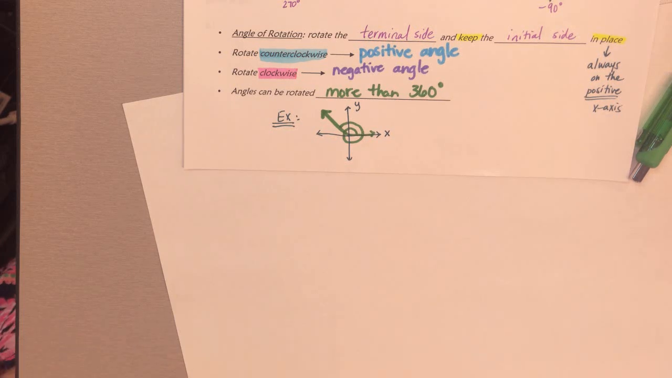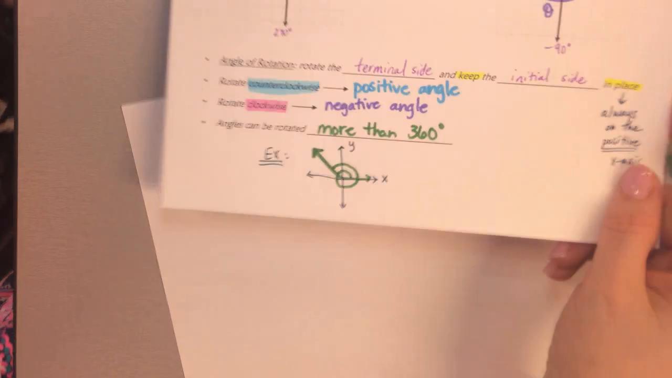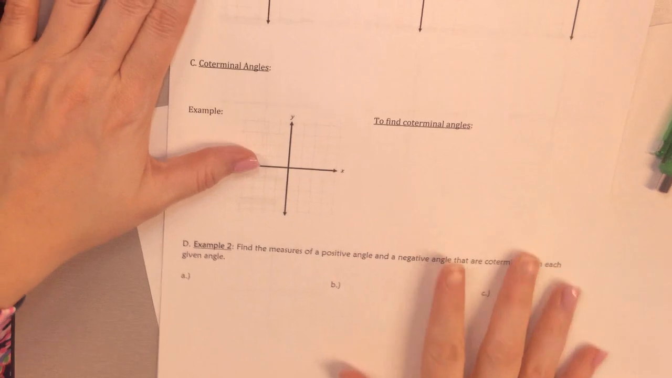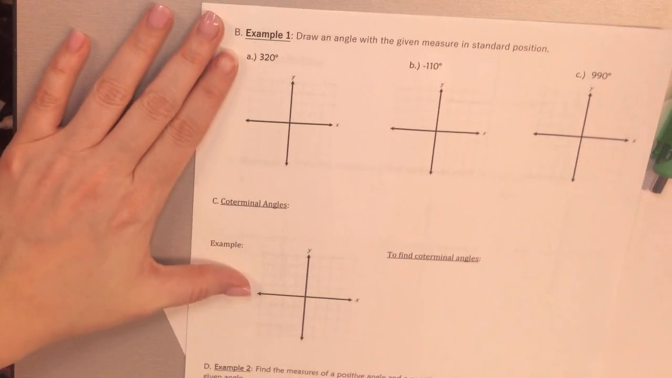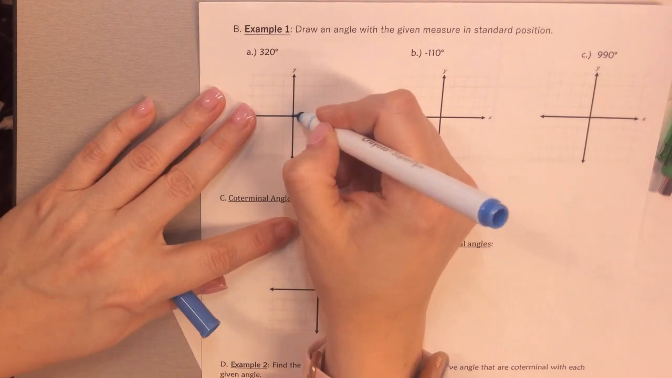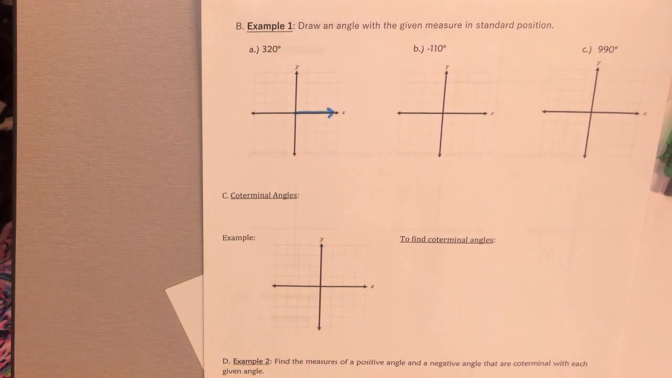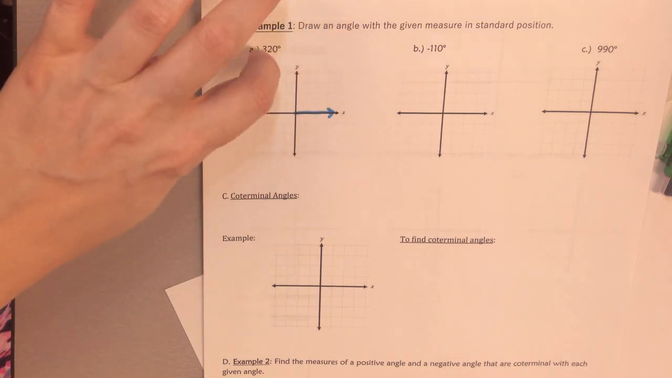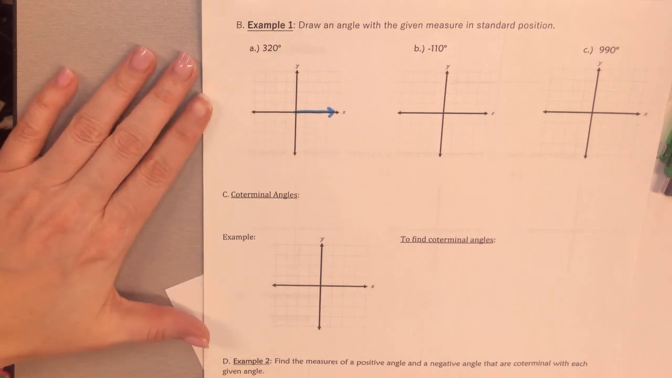Alright, so example 1, we're going to draw an angle with the given measure in standard position. Okay, so they give you the angle. So we're always going to start in standard position, which means we're going to start with the line on the positive axis. Okay, and if you want to use a marker when you're doing your homework, that's fine. For this part, if you want it to show up, or a colored pen is fine. Before we put the terminal side on, let's go over the quadrants.